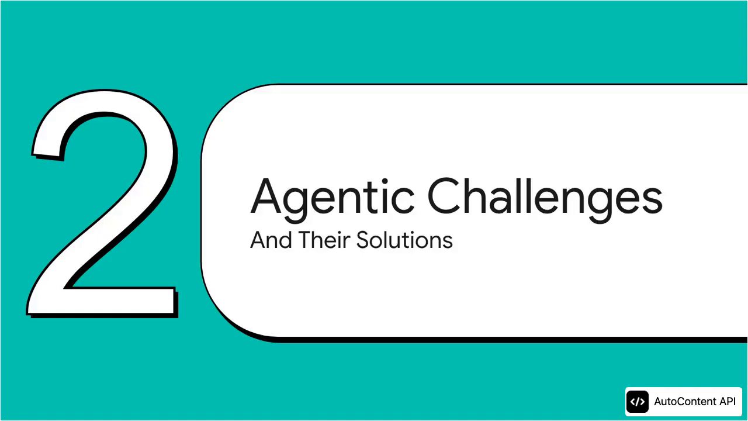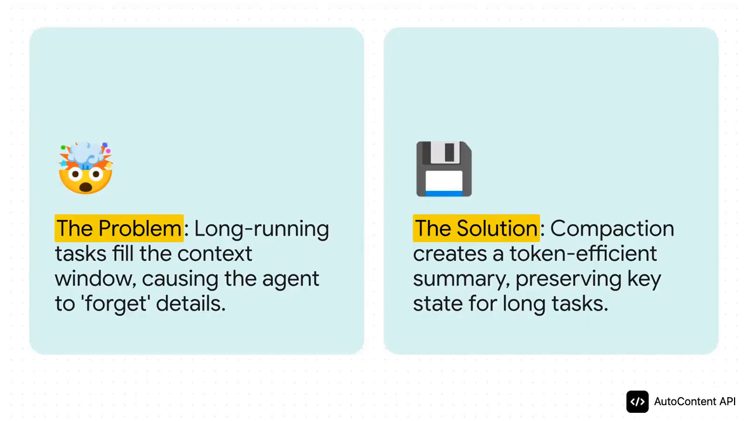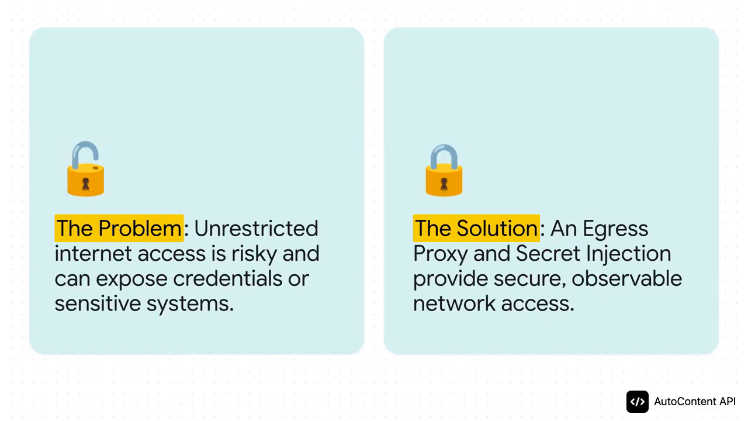Now, building all this was definitely not easy. There were two huge technical challenges that had to be solved to make these agents both reliable and safe to use. First, there's the memory problem. When you have a really long, multi-step task, an AI's memory, its context window, can fill up, and it starts to, well, forget what it was doing. The solution is a really smart process called compaction. The model actually looks back at the whole conversation and creates a super efficient summary, letting it stay on track for way, way longer.